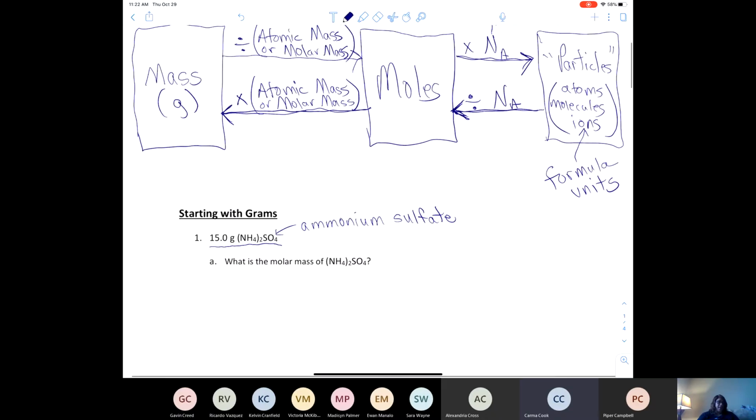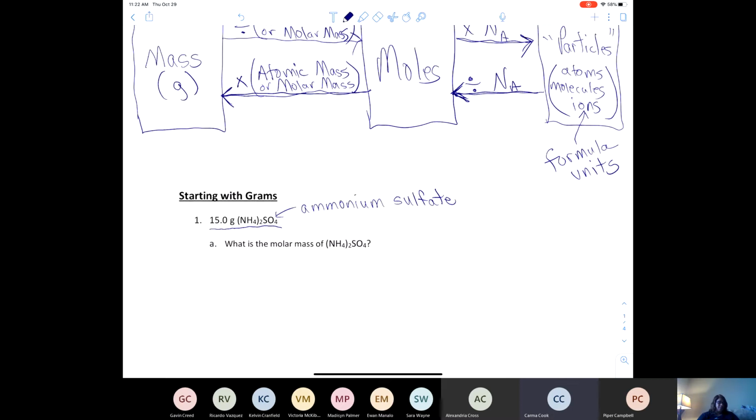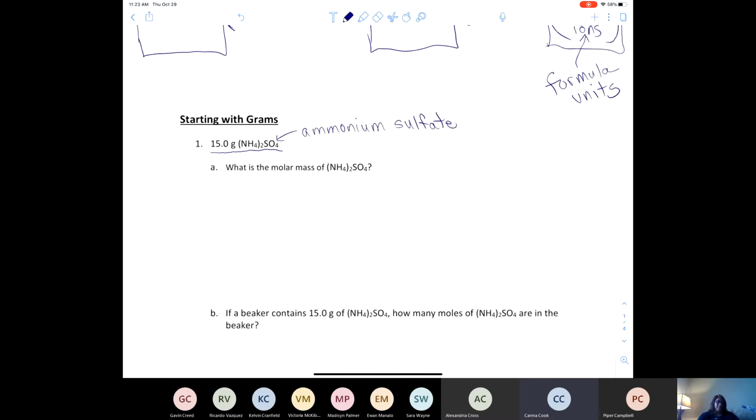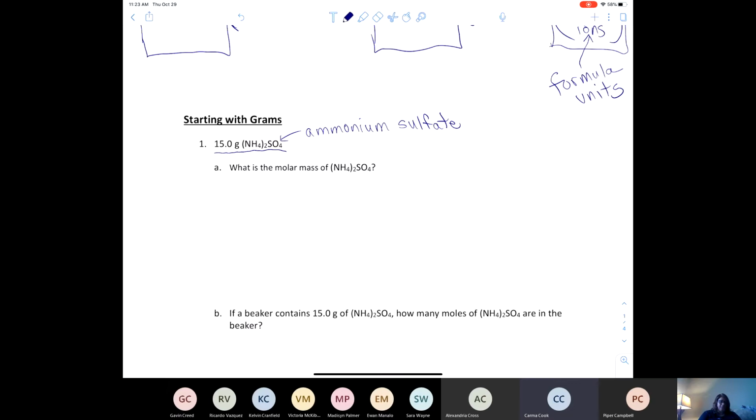And so if we know that we have 15 grams of ammonium sulfate, the first question that we need to answer is, what is the molar mass of ammonium sulfate? To calculate the molar mass of a compound, we need to sum up the atomic masses for all of the atoms that are in the compound. So for ammonium sulfate, we have nitrogen atoms, hydrogen atoms, sulfur atoms, and oxygen atoms. And so in calculating the molar mass, we need to look up the atomic masses for each of these 4 types of atoms. And then we'll multiply that atomic mass by the number of those types of atoms that are present in the formula for the compound.